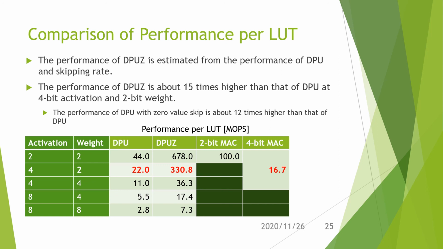0-value skip can reduce the number of operations to 8.56%. 0-bit skip can skip addition of 1.91% of the remaining operations.